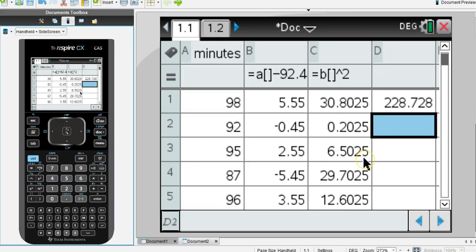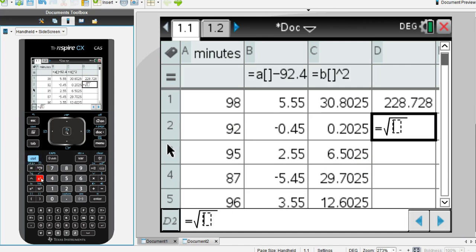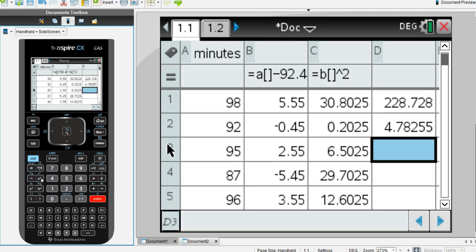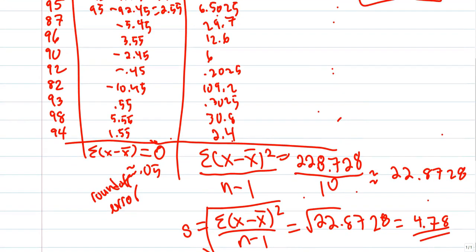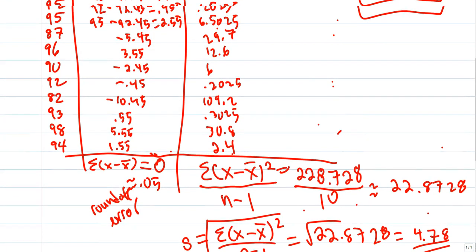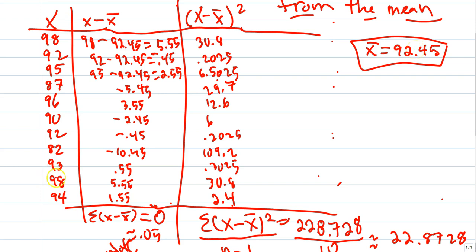So what is the square root of 22.8728? About 4.78255. This is the standard deviation. On average, the numbers deviate from the mean by about 4 to 5. So 92, the highest was 98, the lowest was 82. They deviate by about 4 to 5 on average from the mean.